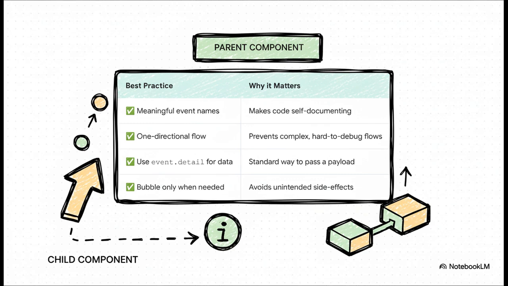Next, try to keep communication one way, from child to parent, to avoid confusing spaghetti-like data flows. Super important. Always use event.detail to pass your data. It's the standard for a reason. And finally, only turn on bubbling when you really need it. Otherwise, you risk other components accidentally catching your event.